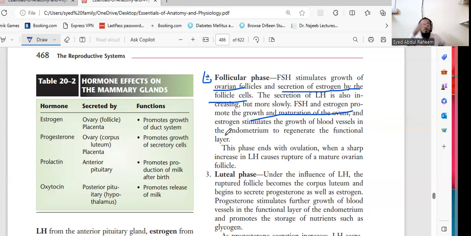Here, estrogen will do its work, improvement of blood vessels. And it will regenerate the functional layer. This phase ends with ovulation, when a sharp increase in LH causes rupture of the mature ovarian follicle.